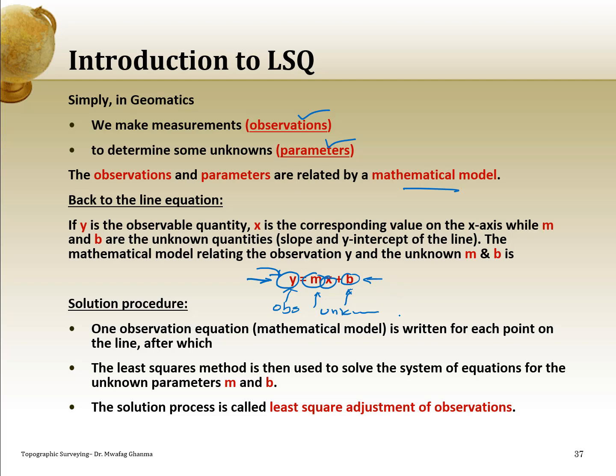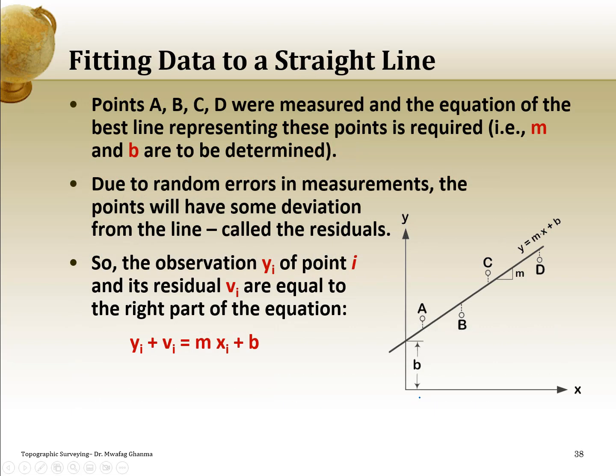We want to solve from these 4 equations for M and B and get the best value. The best value can be obtained using the least square method, and the process is called least square adjustment of observation. How is that? It is straightforward. When we are measuring, we measured 4 points. For every point, we measured the y for every x. So here is xa, and for xa we measured ya, and for xb we measured yb, and so on for all of the points.